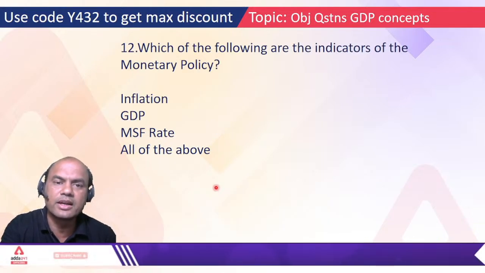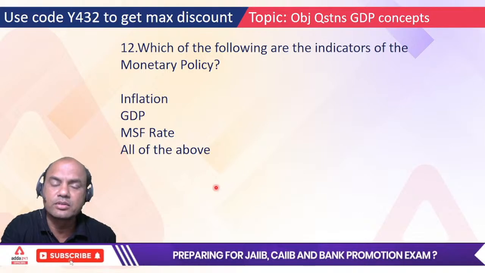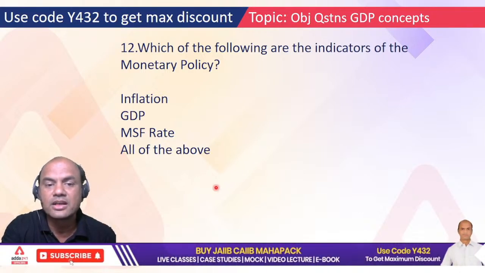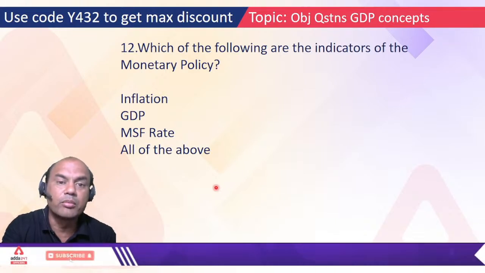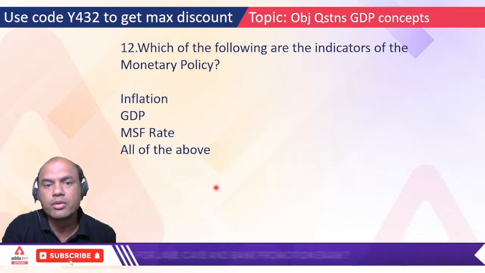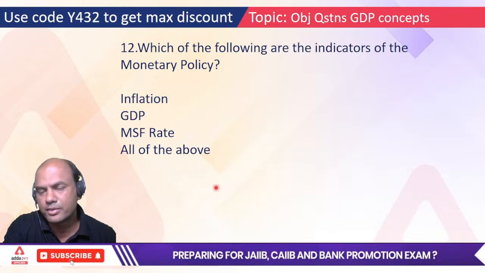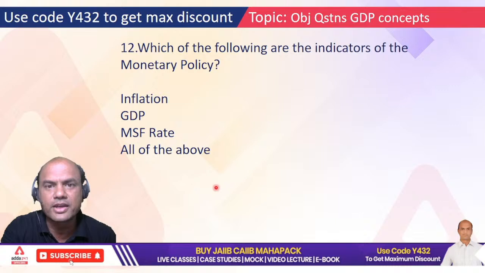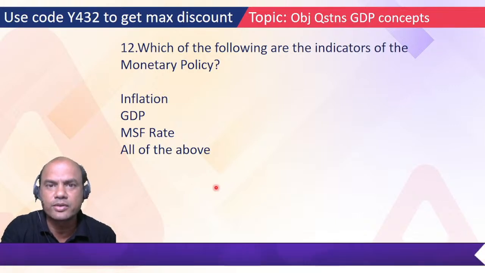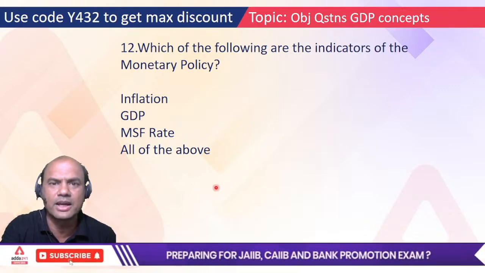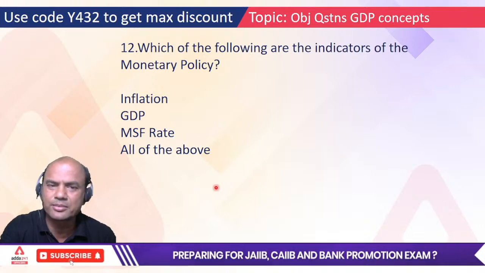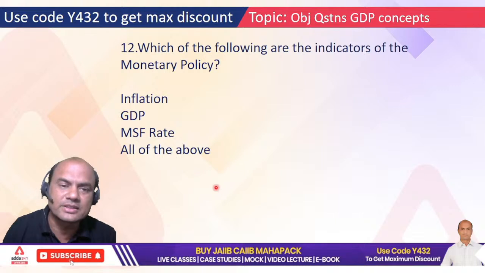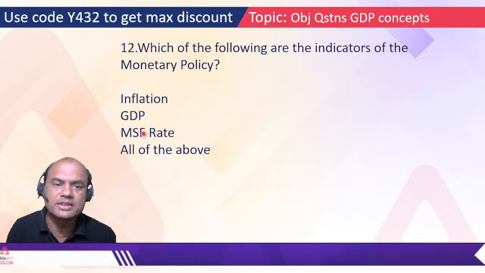Which of the following are the indicators of monetary policy? Okay, monetary policy: inflation, GDP, MSF rates, and all of the above. Monetary policy is controlled by whom? RBI. What is the role of RBI in monetary policy? Just now I told you, expansion of the economy and contraction of the economy. These are the two main parts, and controlling the notes. That is the basic logic. Okay. So which are the rates? Let's answer this. A, B and C. Which one?